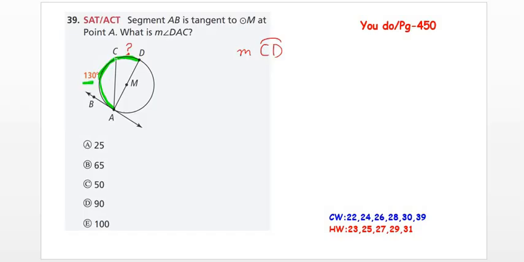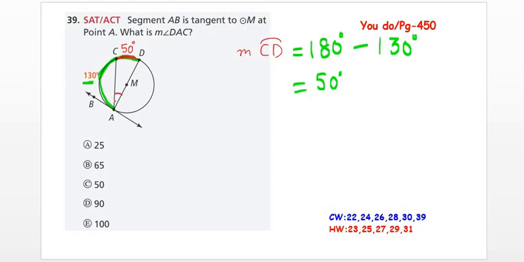So how can I find CD? It's going to be 180 degrees minus 130 degrees. That will give me 50 degrees, right? So this shows that the part that we were trying to find, this CD, is going to be 50 degrees. So this part of the arc is 50 degrees.